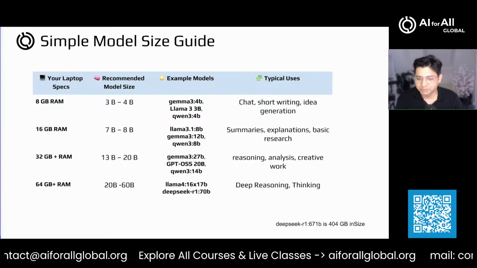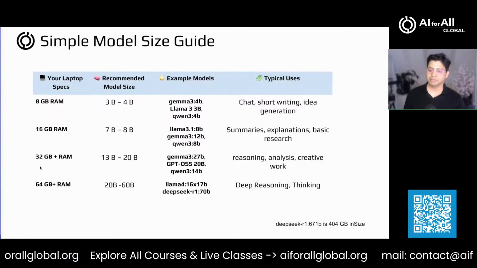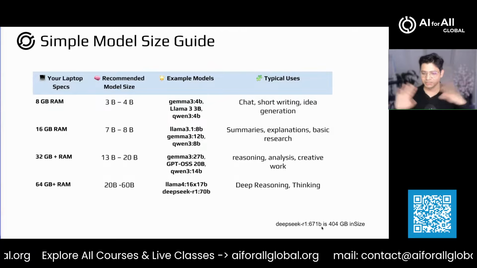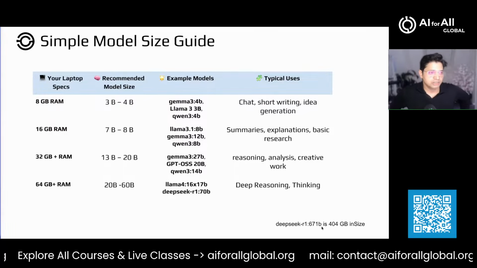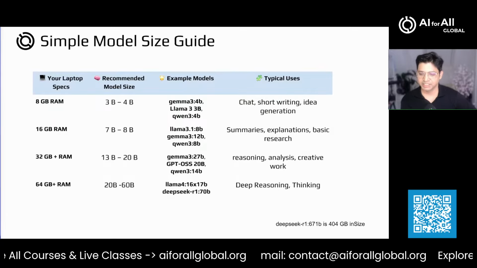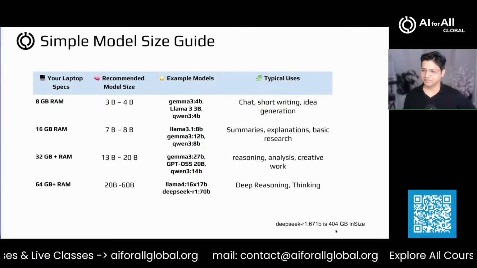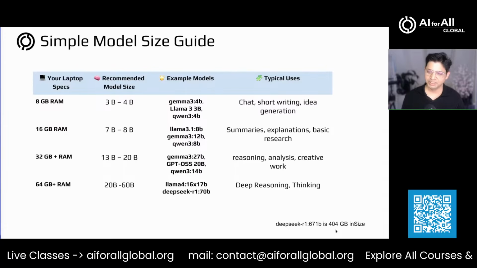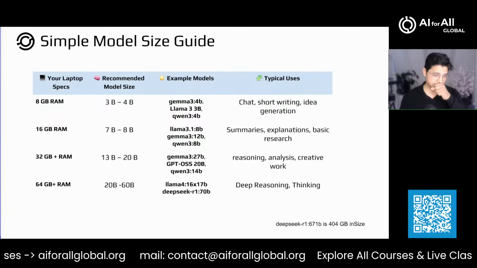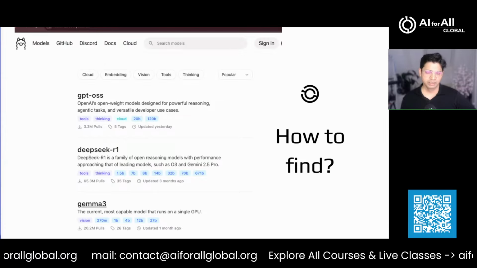The largest open source model at the moment available on Ollama is DeepSeek R1, 671 billion in size. This is as good as, or pretty close to, ChatGPT's latest model, which is considered to be closer to 1 trillion parameters. The size of this model is 404 gigabytes, and if you run it, you're going to need about 1 TB of memory space on your laptop. So that's about the models and which models are good. How to find it?